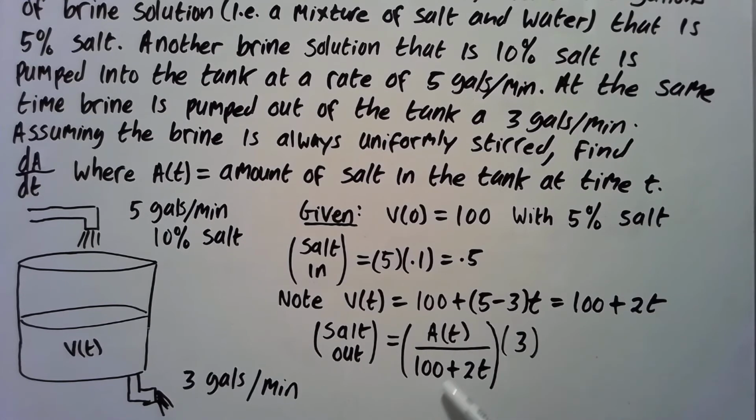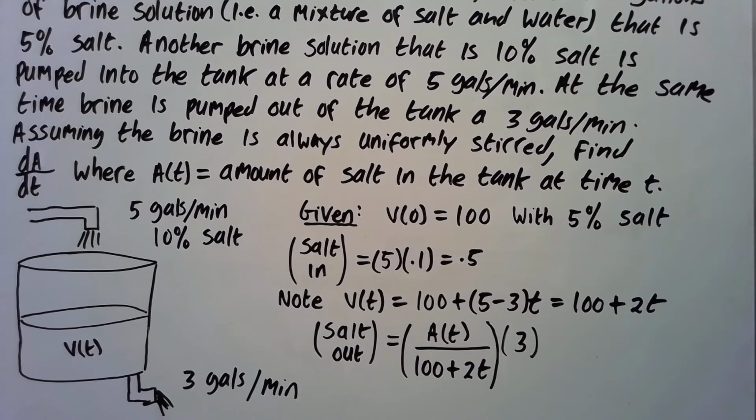So this is kind of tricky to see, this part here. But again, you're taking the salt in the tank at time t, dividing by volume. So that'll be salt per gallon, multiplying it by gallons per minute. That would give you the salt per minute leaving.